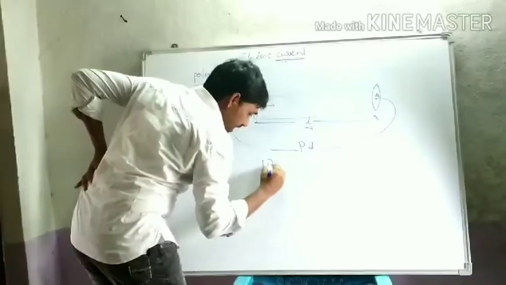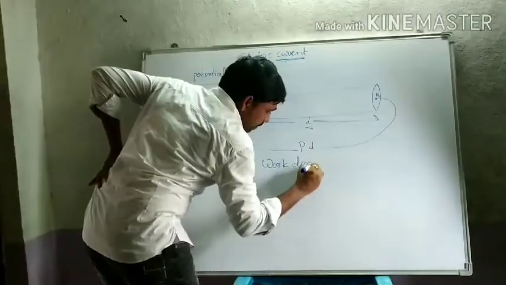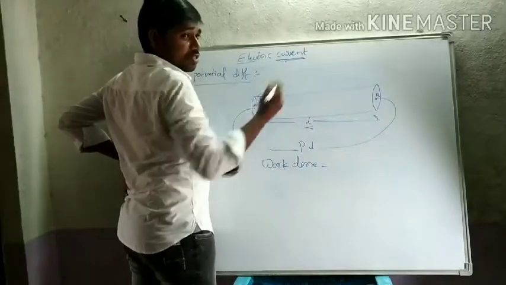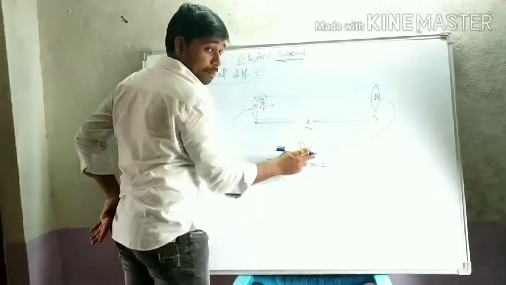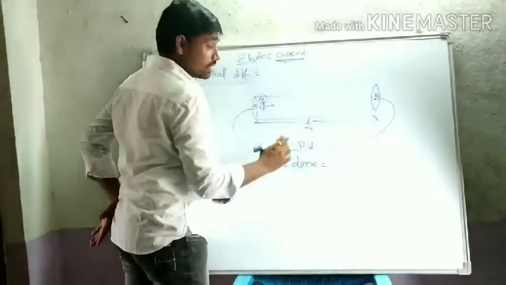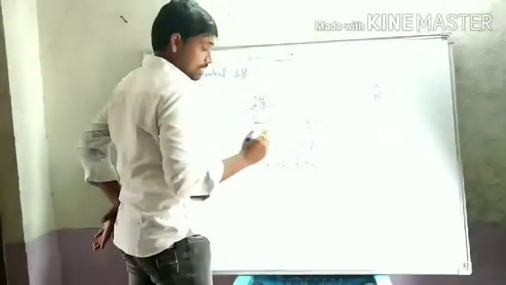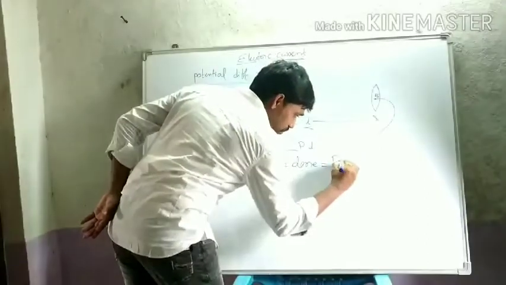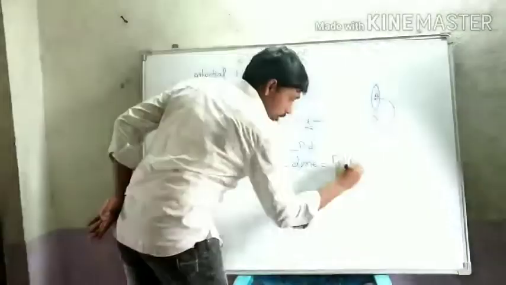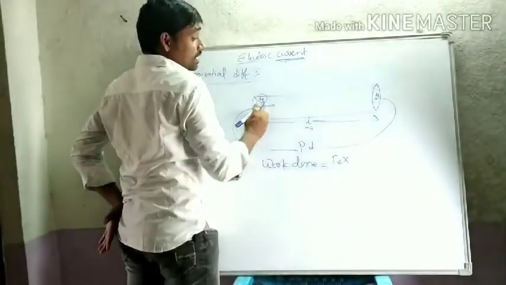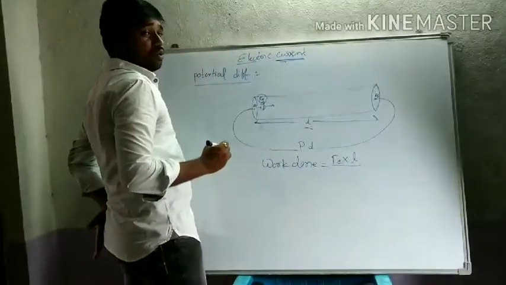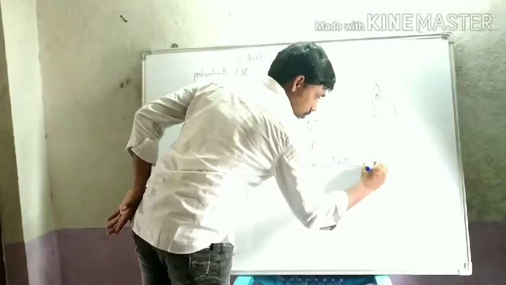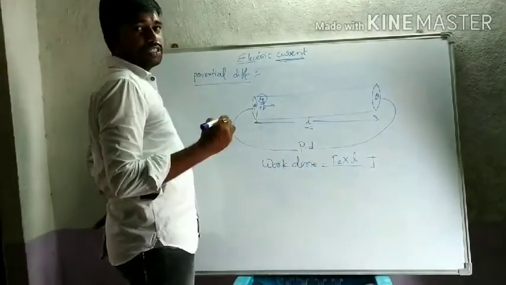So work done is force into displacement, where the force is the electric force due to the battery connected across the terminals of the conductor, which is Fe, and due to the Fe force the charge is moved through a length L. Then work done is equal to Fe into L. Work done unit is joules.